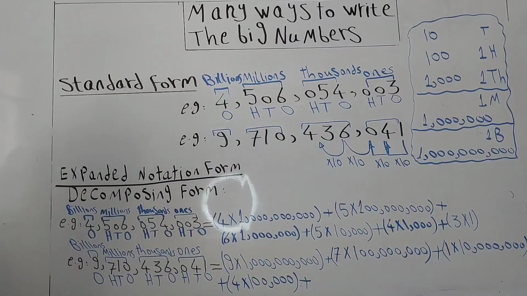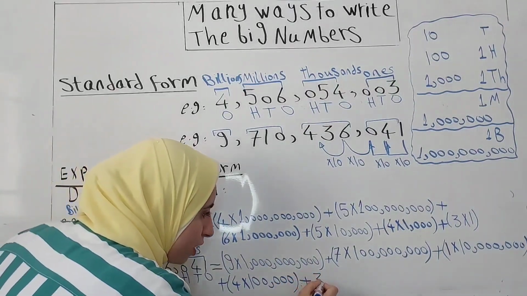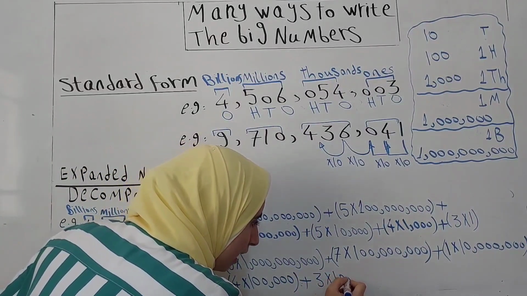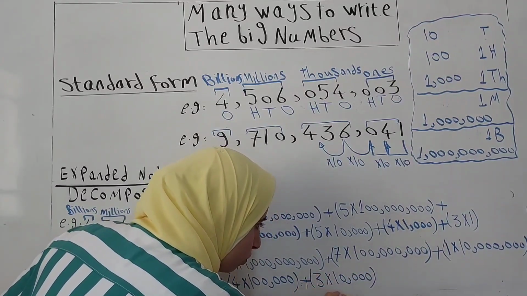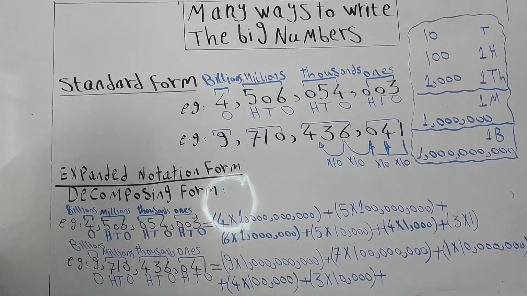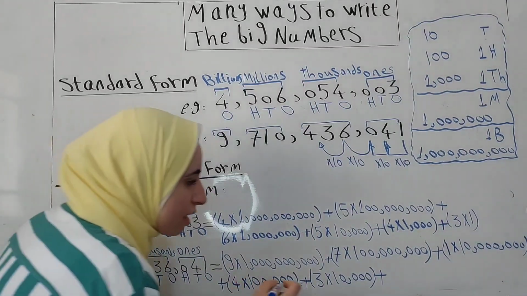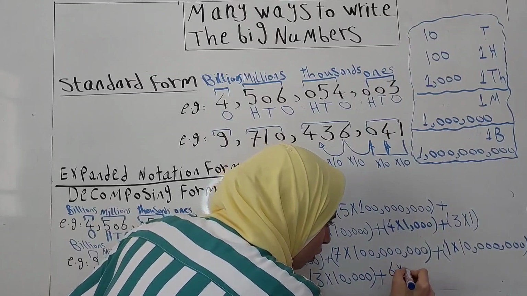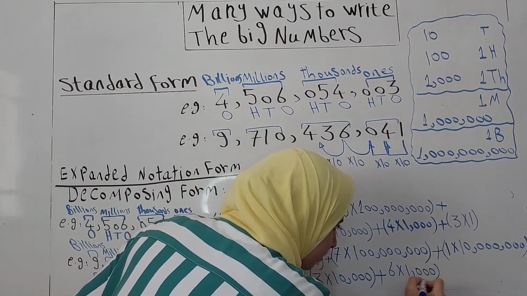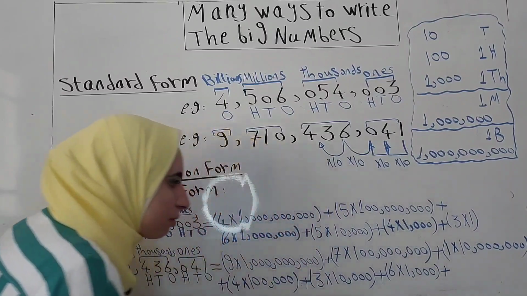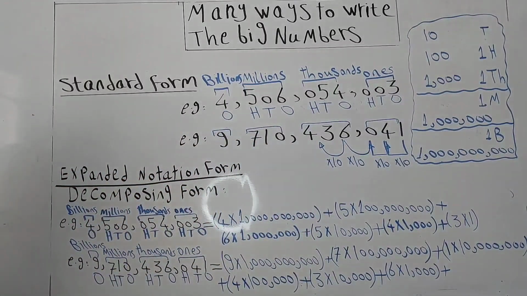The next digit is 3. 3 is in the 10,000 place, so we write 3 multiplied by 10 and 3 zeros, 4,000. Between brackets, then we write a plus sign. The next digit is 6. 6 is in the 1,000 place, so we write 6 multiplied by 1,000. Between brackets, then we write a plus sign. Now the next digit is 0. The value for the digit 0 is 0, so we don't write anything.